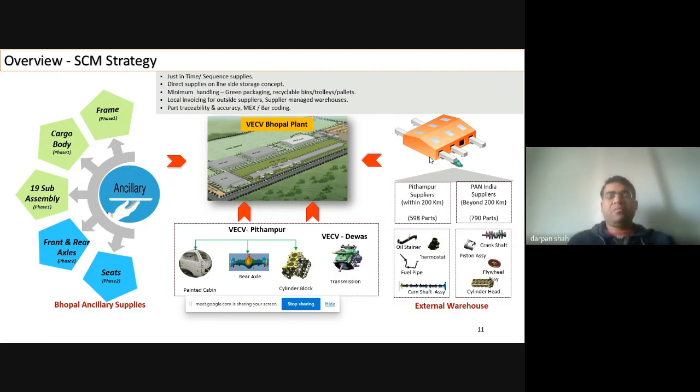3PL 4PL is basically third party logistics or fourth party logistics, who handle, store and manage. So we have tried to reduce the overall handling of parts and have a common location where we can store all the required parts, and on an as-and-when-needed basis, just in time, these parts can be supplied to the main assembly line. So this is just an overview on that.